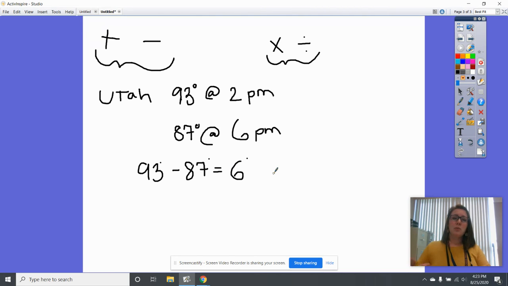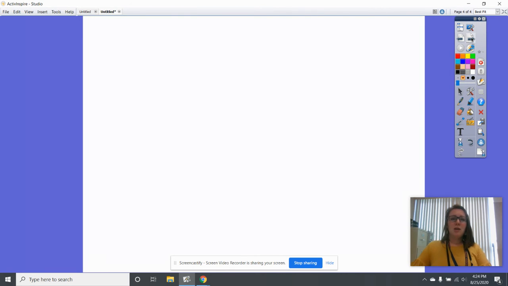Now, it went down 6 degrees. So you can represent that by saying down 6 degrees or by saying -6, because that represents going down 6. That's an example of something that changed only one time, so we used adding or subtracting. Okay, let's take a look at when you use multiplication or division.